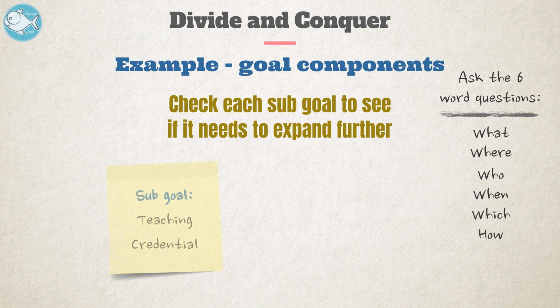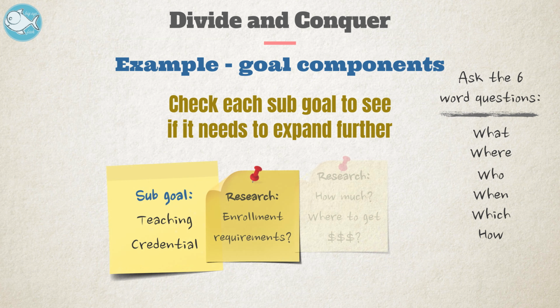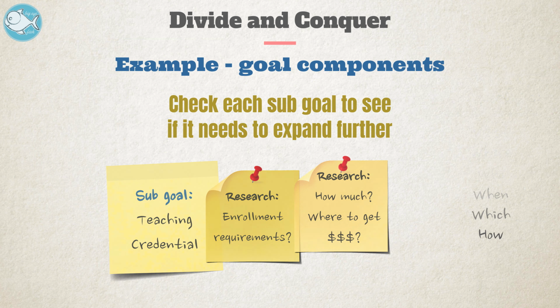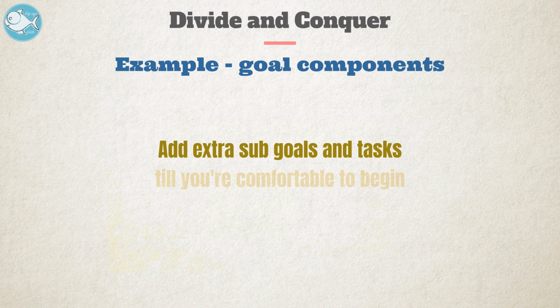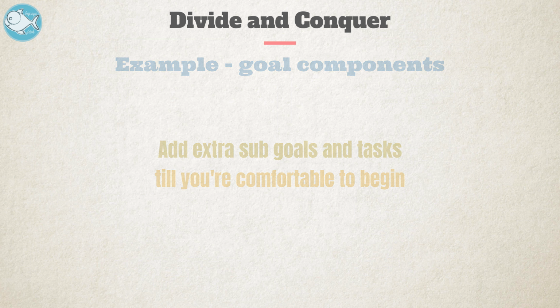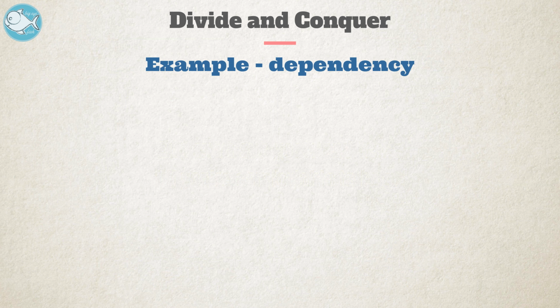In this case, I will attach a research task to the sub-goal. Since this is not an immediate roadblock, I can defer this research step until later. The point is, you would add as much useful information to it until you feel that you have enough information and confidence to begin pursuing the goal. Earlier we mentioned dependency.